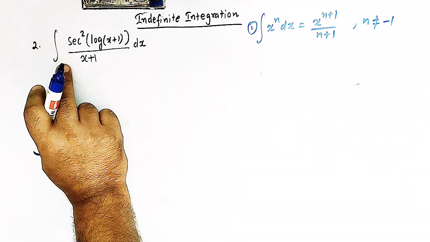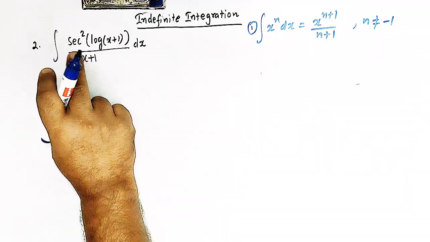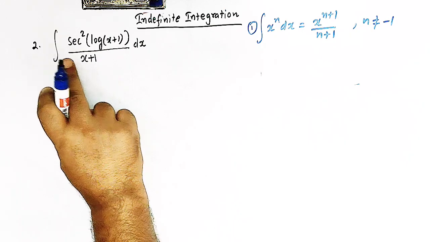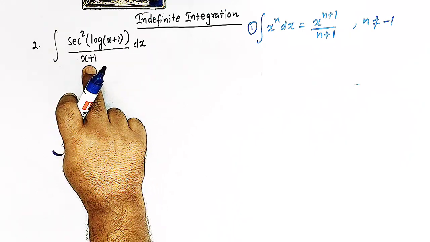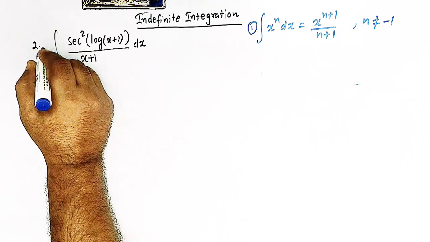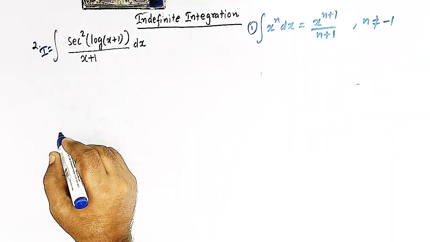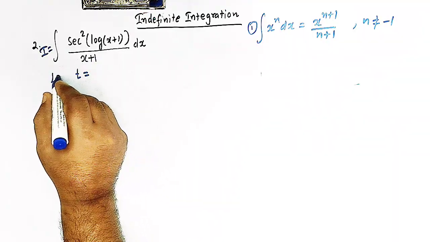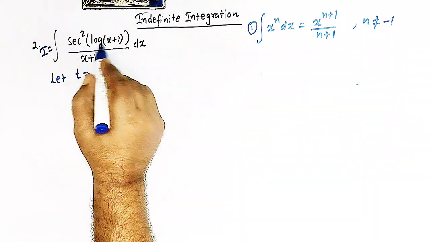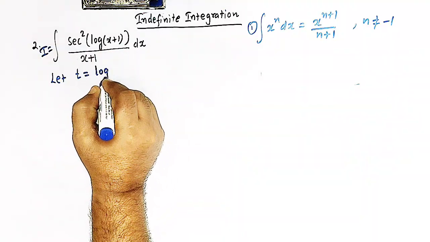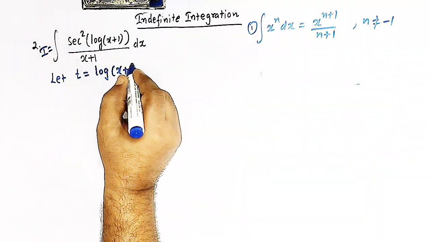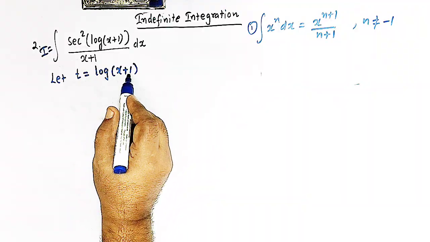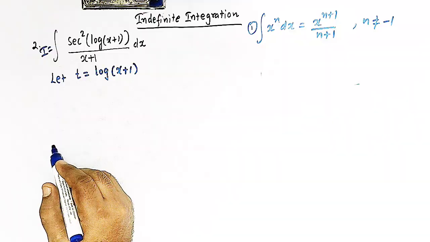So now consider this problem. So here we have to integrate secant square logarithm of x plus 1 divided by x plus 1, right? So here we can take this integral as I. Now here we are going to make this substitution, that is t is equal to logarithm of x plus 1, because the derivative of log x plus 1 is 1 over x plus 1.